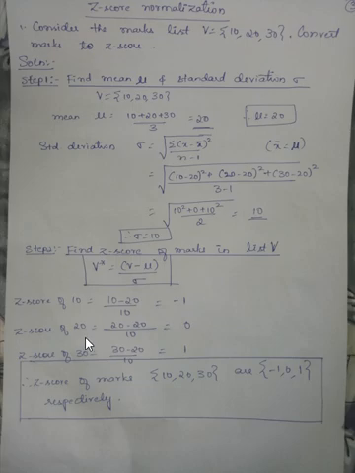Similarly find the z-score of 20. Just replace V with 20. The rest, mu and sigma, will remain the same. Next again, z-score of 30, replace V with 30. 30 minus 20 divided by 10.